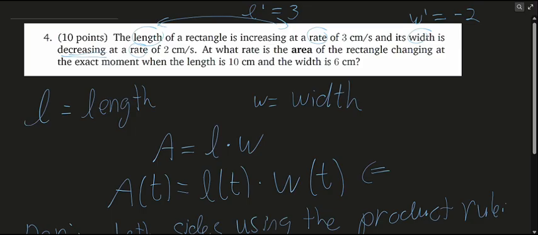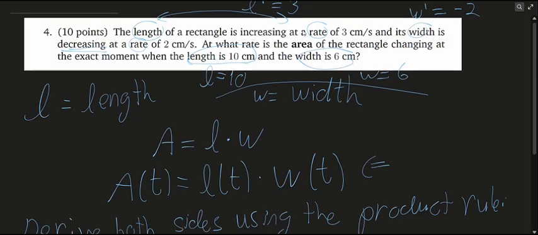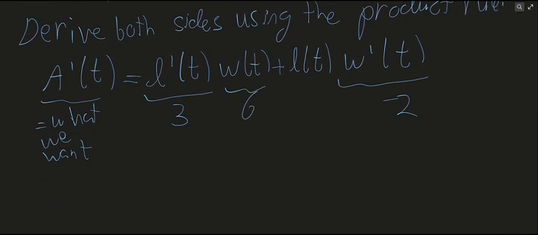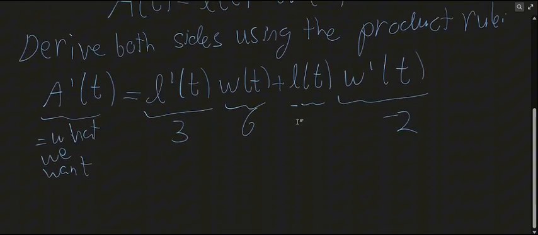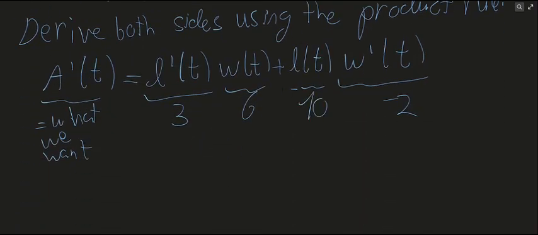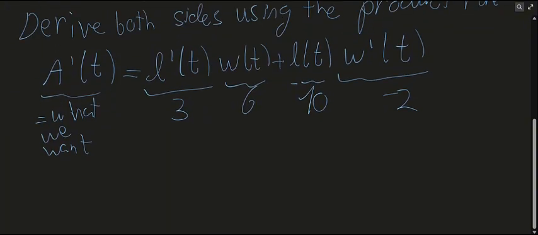Spectacular. Now, let's ask ourselves, what about the W and the L themselves? What are the length and width? Not the rates, but the actual width and length. It says the length is 10 centimeters, so L is equal to 10 centimeters. And the width is 6 centimeters, so W is equal to 6. Okay, so let's plug this in.